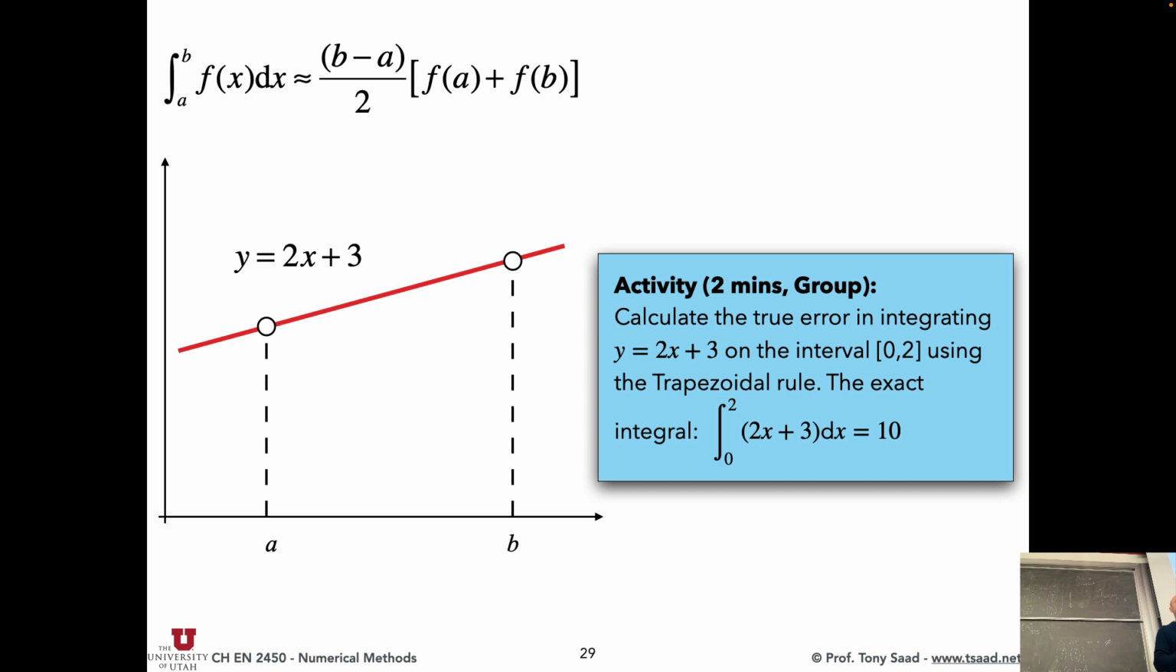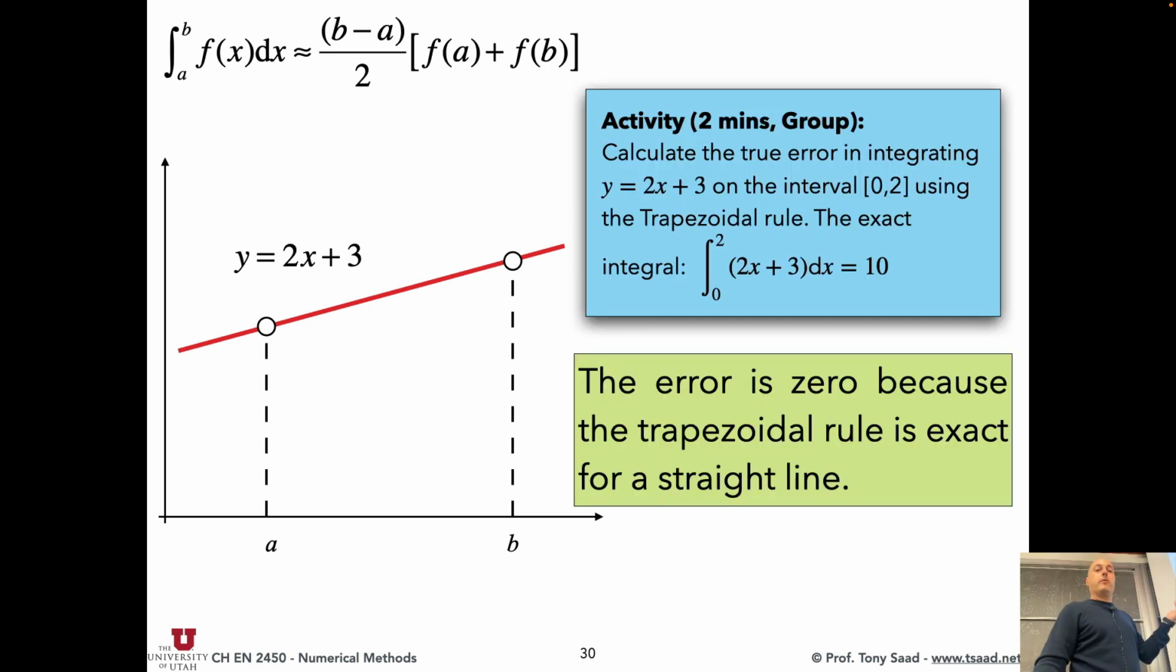So the trapezoidal rule, what is it doing? It's putting a straight line to approximate the function. If the function is a straight line, it's going to get that exactly. So there's absolutely no error committed in using the trapezoidal rule to integrate a straight line. That's where an understanding of what the method is doing will help you in making assessments like this. The error is 0 because the trapezoidal rule is exact for a straight line.